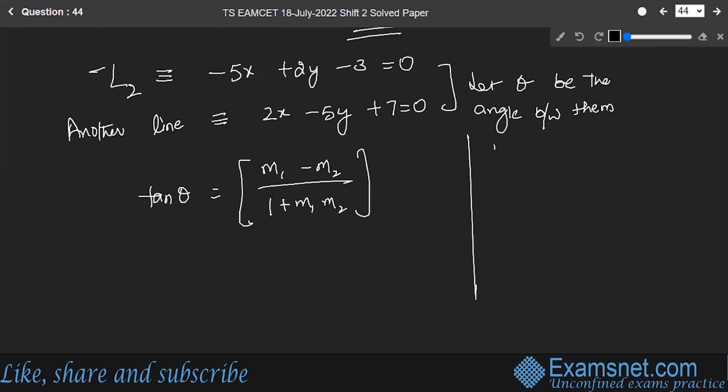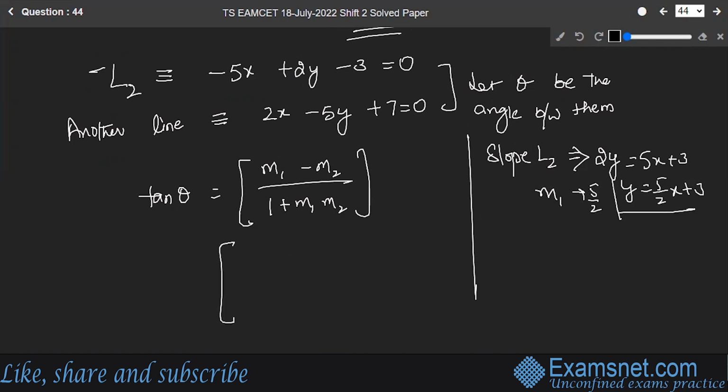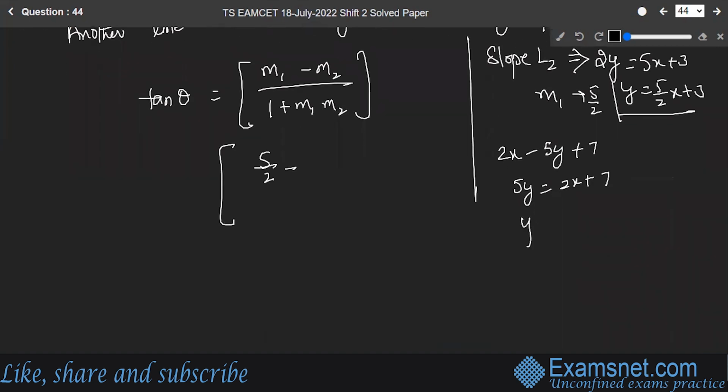Okay, I'll solve it here. Slope of L2 will be given by, it will be 2y is equal to 5x plus 3, or y is equal to 5 by 2 x plus 3. That means the slope m1 is 5 by 2 in this case. And now 2x minus 5y plus 7 is equal to 0. You can write down 5y is equal to 2x plus 7. So here y is equal to 2 by 5 x plus 7 by 5. Okay, so from here the slope is 2 by 5.